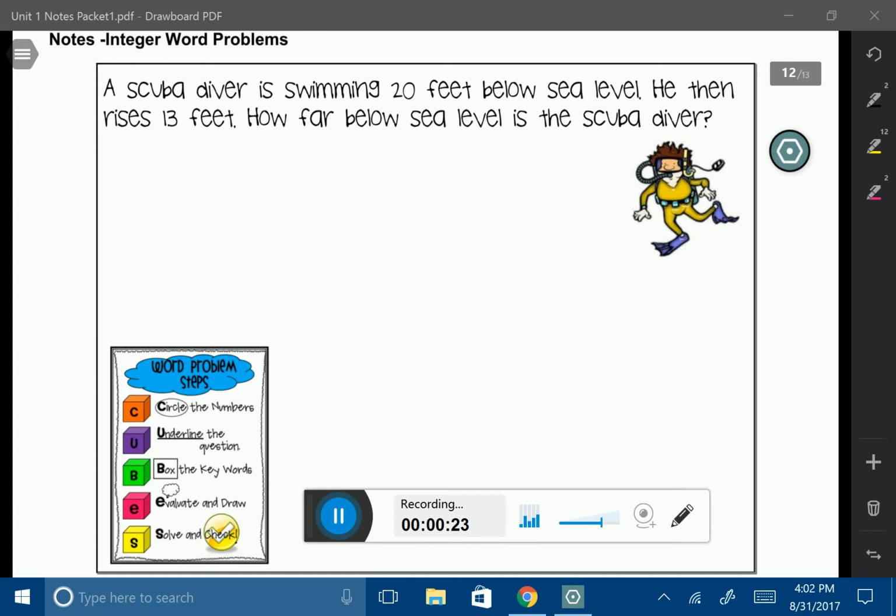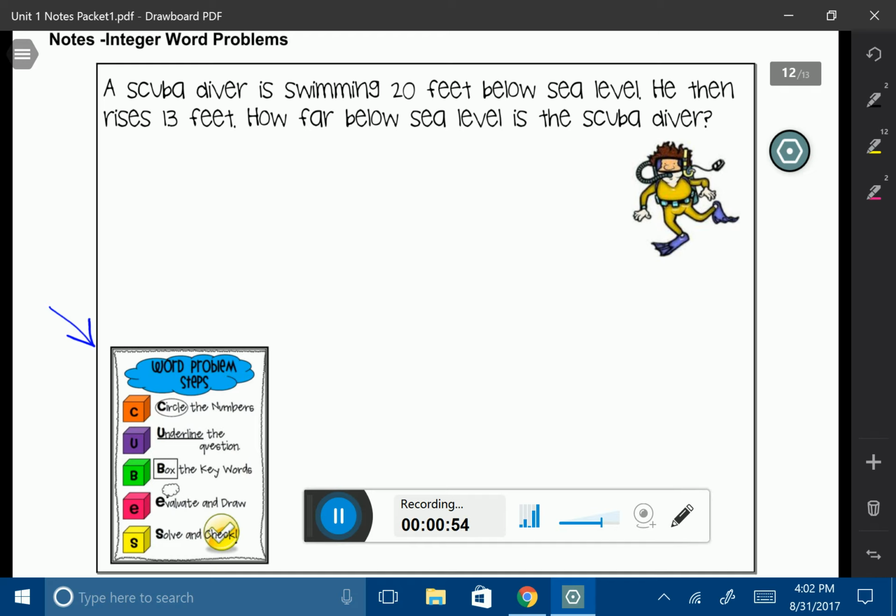To answer this question, I like to use this little device down at the bottom as a helpful tool. This is something to help you with any word problem that we do this year in class. The acronym is CUBES. The C represents to circle the numbers. The U represents to underline the question. B represents box the keywords. And E means evaluate and draw. And S means solve and check.